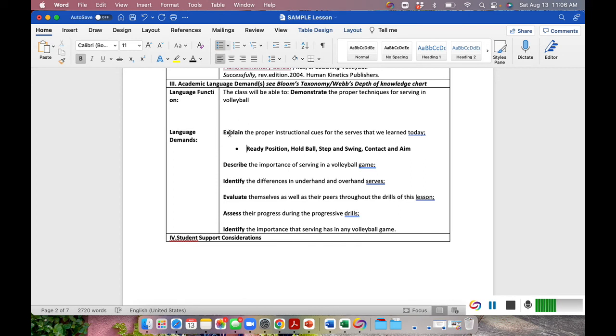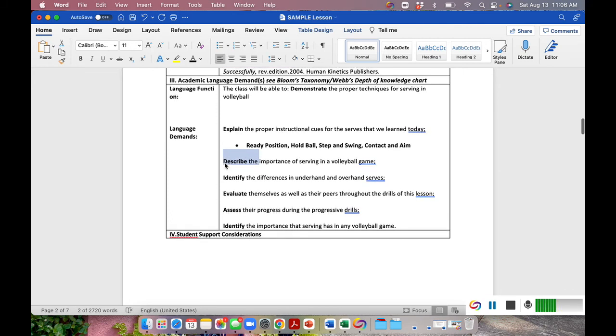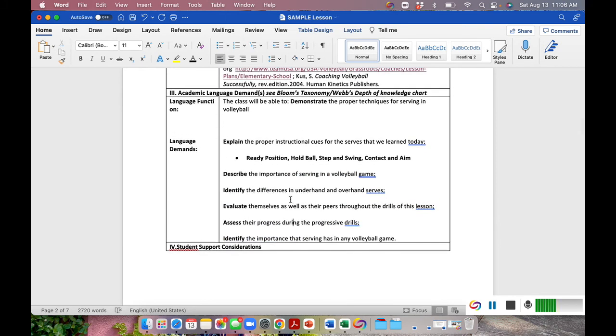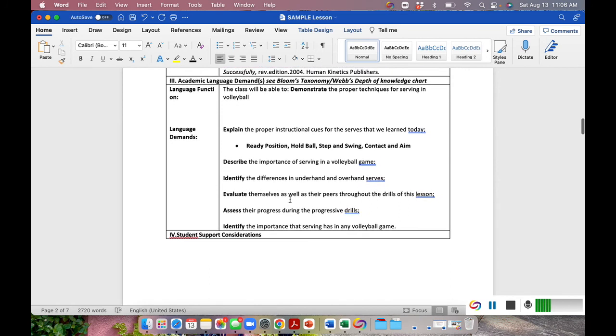It's very important that the students can say and do the cues, okay? So, very important, which is why I put them on a separate line and bolded them for you. Back to those action verbs. So describe, identify, evaluate themselves as well as peers, assess. So these are not set in stone. You don't have to use these action verbs. If you're doing them, that's fantastic. If you have something else that you'd like to add, even better, okay? So think hard about those language demands and what you're going to be saying to your students or teaching them as you move through the lesson.